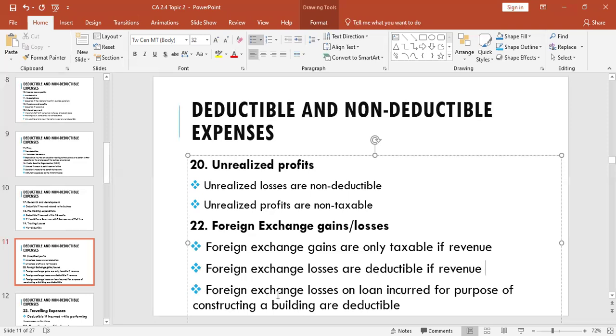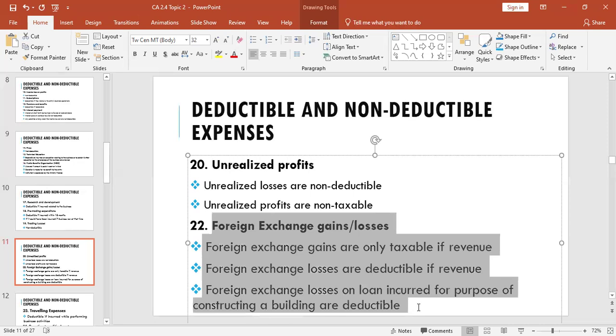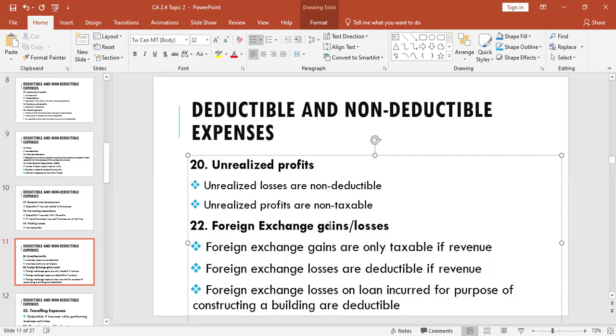Then foreign exchange losses on a loan incurred for purposes of constructing a building are deductible. So these are also deductible. But out of all the questions I solved, and I solved quite a number, I never saw any adjustment dealing with foreign exchange gains and losses. But for knowledge's sake, that's why I included it.